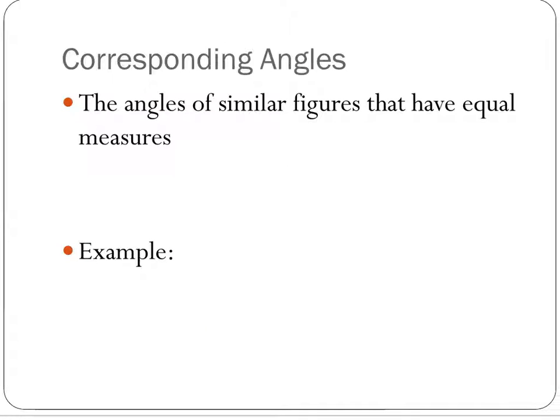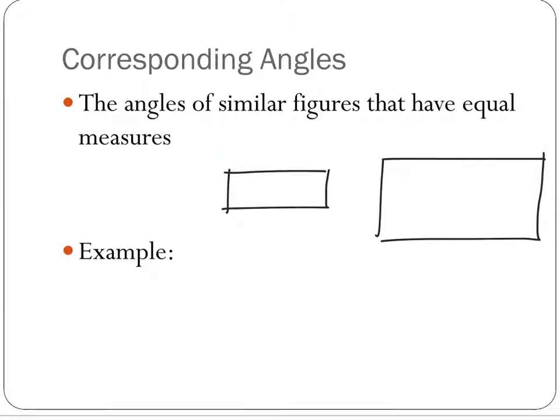Okay, so corresponding angles, those are the angles that are in the same positions on two shapes that are considered similar. So if I'm going to draw two rectangles, I need to switch pens for that. I'm going to draw two rectangles, and like this.